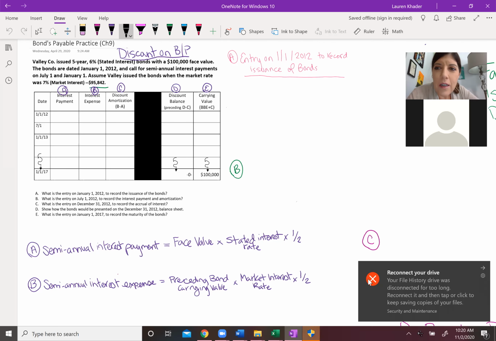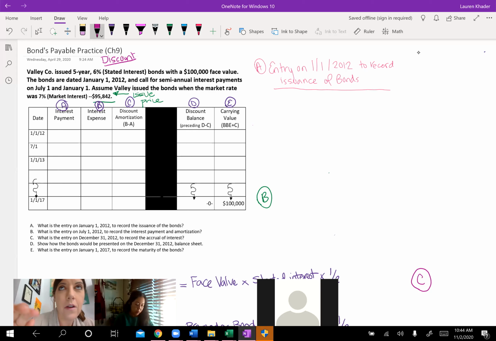Okay, I'm going to pause now. I wanted you to practice it just before we got into it so that you can identify where you're struggling before you get into the homework. Sorry if it was overwhelming. It wasn't my intention. But bonds payable are definitely a beast and it's a harder chapter, and I want you to be prepared for it.